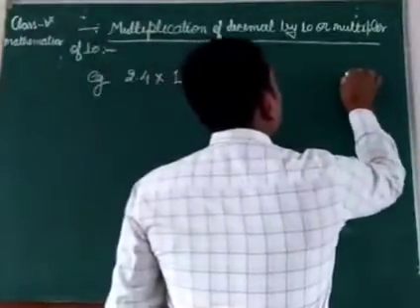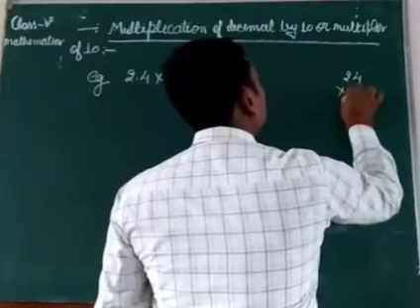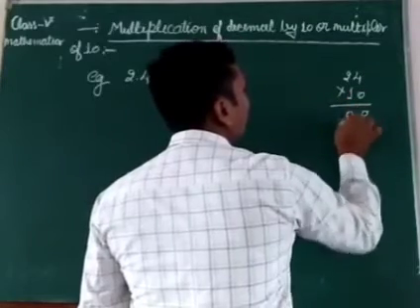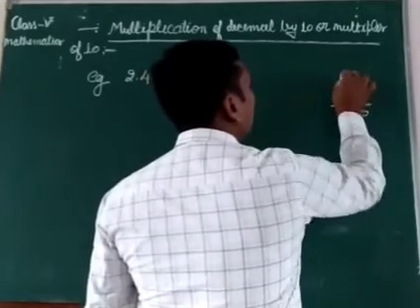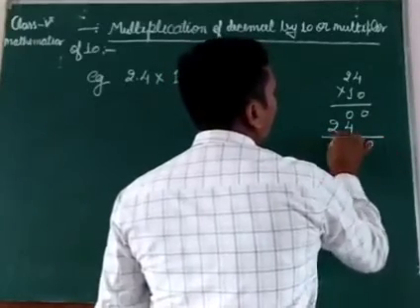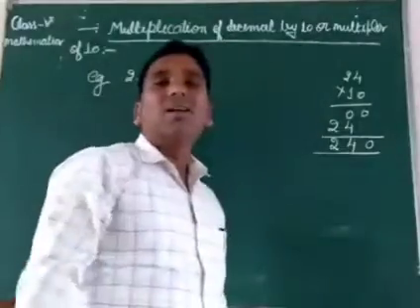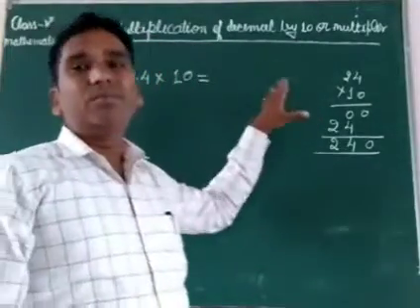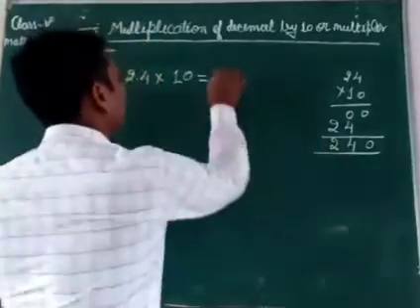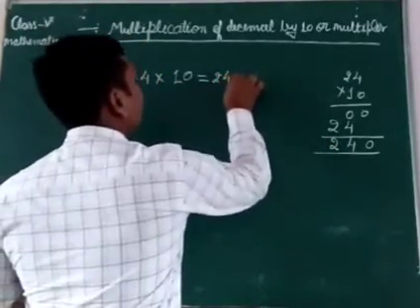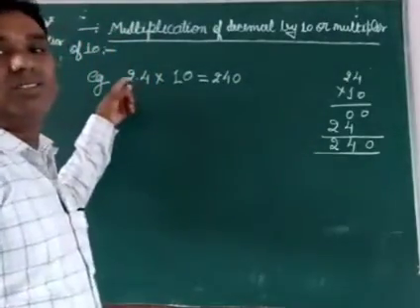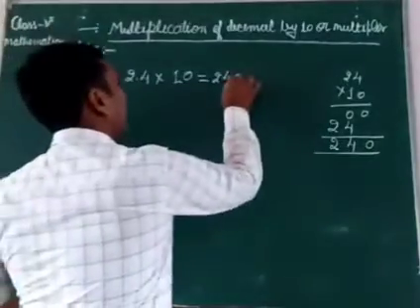First you multiply it by 10. 0 4s are 0, 0 2s are 0, 1 4s are 4, 1 2s are 2, so 0 4 2. This is the long method, with which all of you are familiar. By this method you get the answer 240. Here is one decimal point. You can keep the decimal at the last.